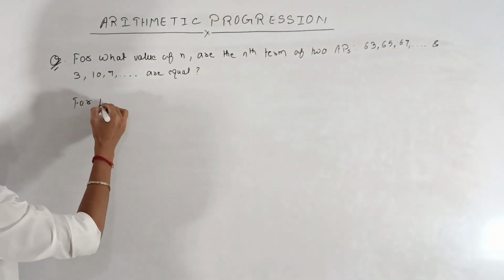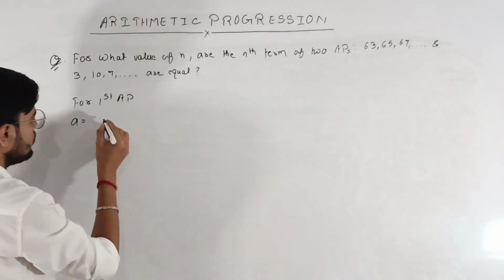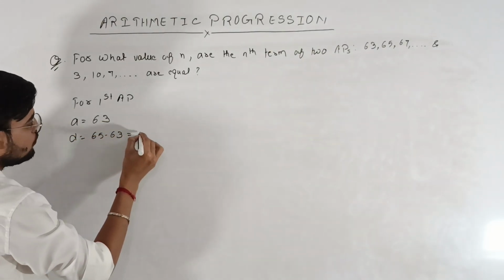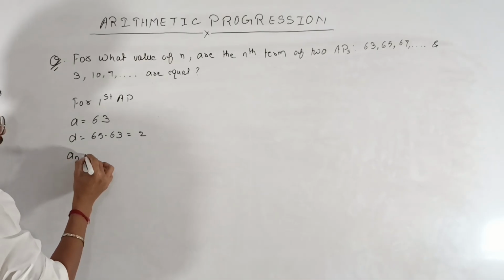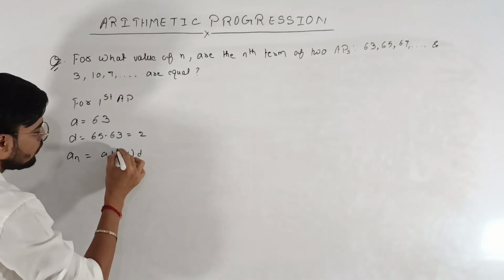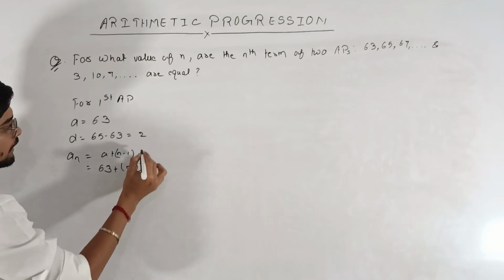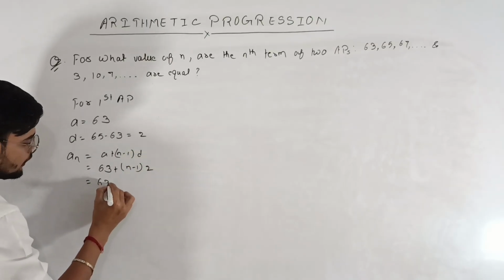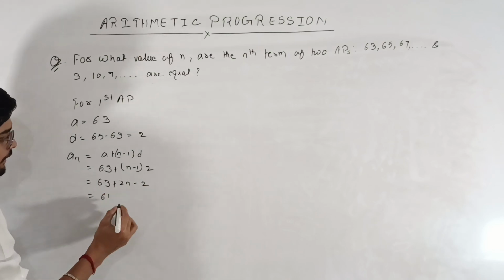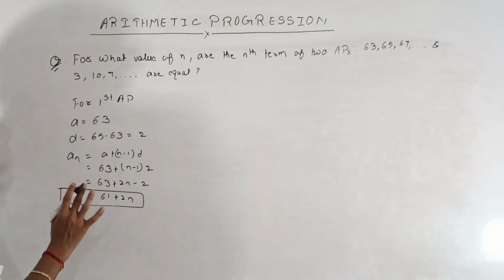So look, first we see our first AP. For the first AP, A is 63, and D is 65 minus 63, which is equal to 2. Now the nth term of this first AP is An equals A plus n minus 1 into D. So A is 63 plus n minus 1, D is 2. So from here, 63 plus 2n minus 2. From here I get 61 plus 2n. This is the nth term of the first AP, 61 plus 2n.